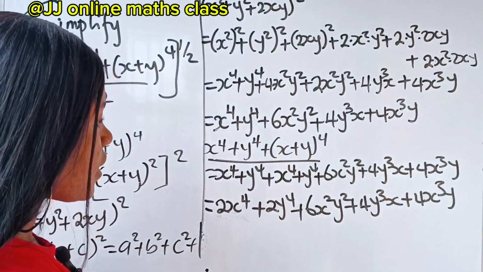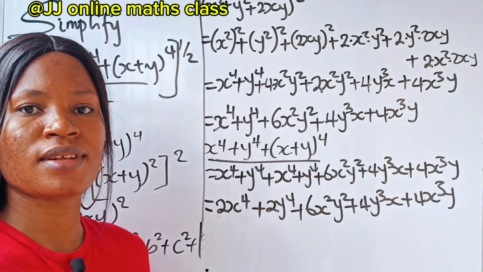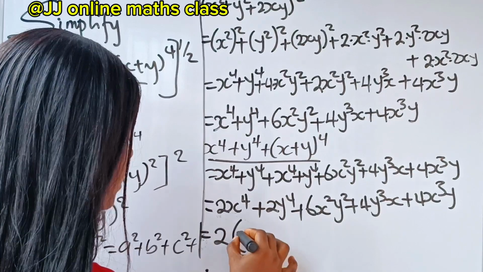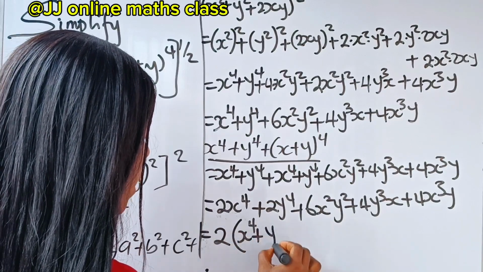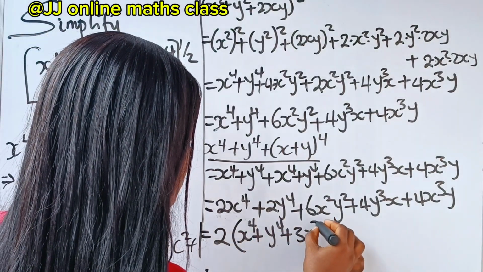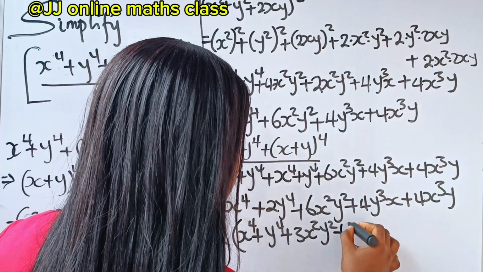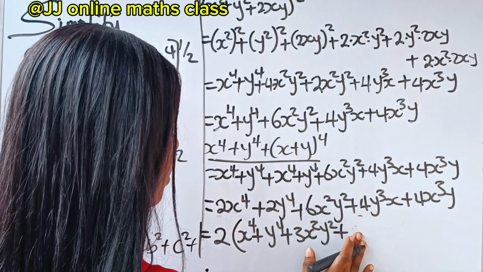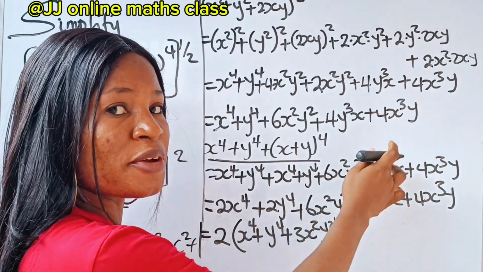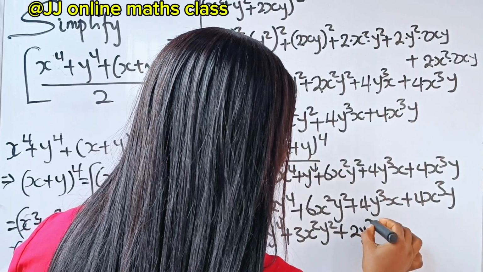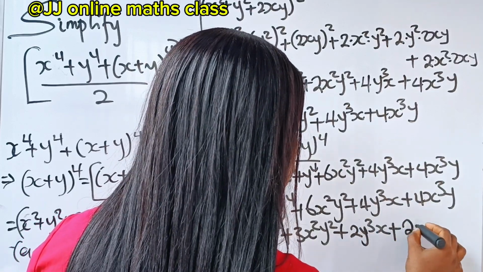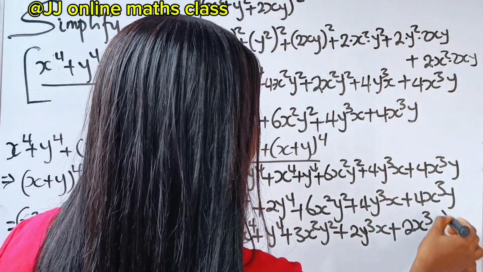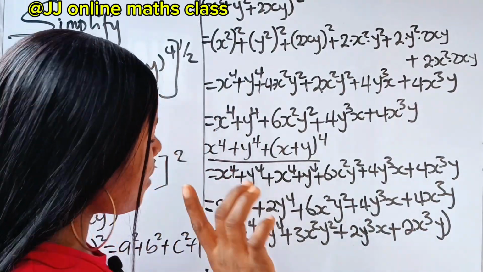All right. Now let's factorize 2 out. So we have this is equal to 2 brackets x to the power of 4 plus y to the power of 4 plus 3x squared y squared plus, oh sorry, this one will be 2y cubed x, right? Plus 2y cubed x plus 2x cubed y. All right, lovely. We are getting close to our solution, very close.